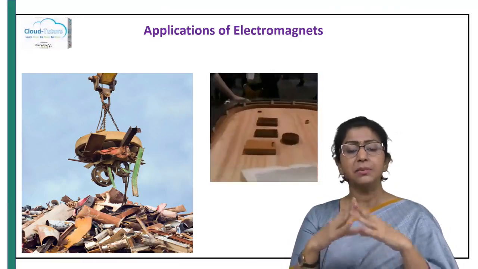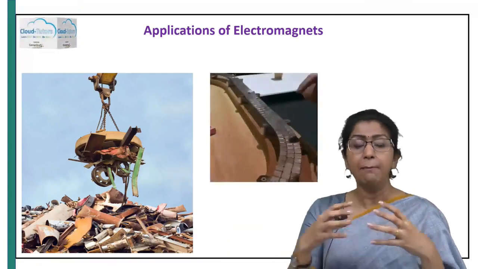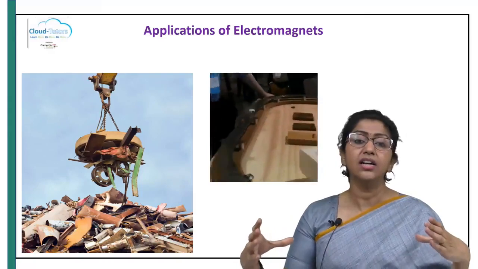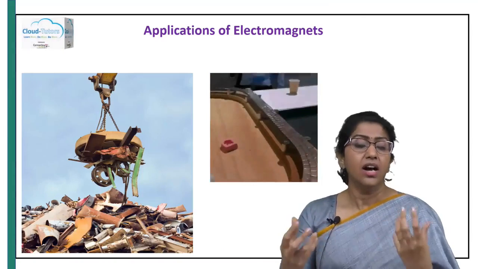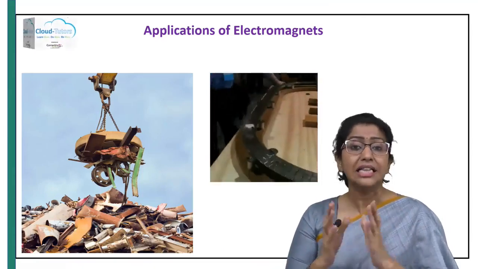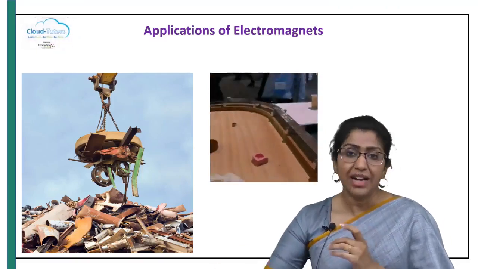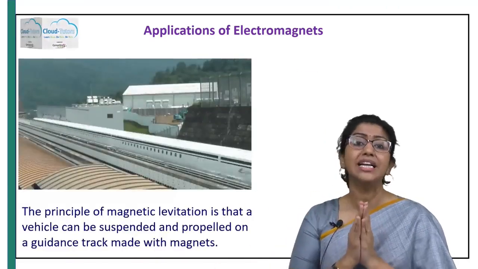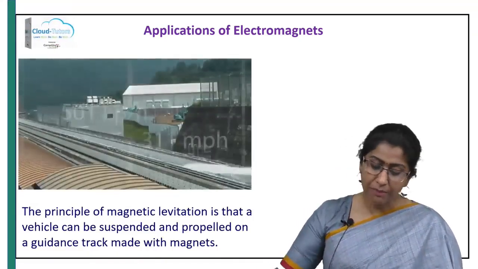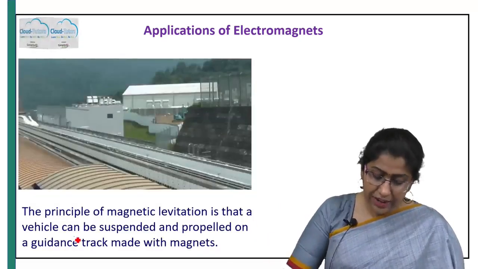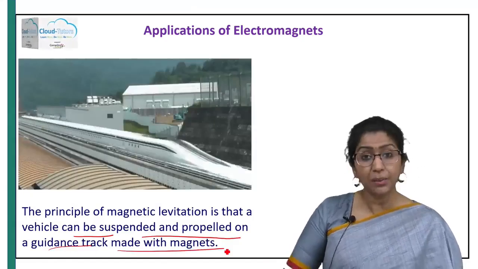It is a concept where a particular object can be propelled and run by the strength of a magnetic force of repulsion and attraction using a few magnets. This particular application is made use of in the very famous magnetic levitation trains. Now, the basic principle of magnetic levitation is that the vehicle can be suspended and propelled on a guidance track made with magnets.